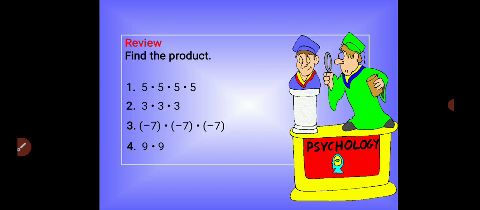Review. Find the product. Number 1, 5 times 5 times 5 times 5. The answer is 625. And number 2, 3 times 3 times 3 equals 27. And number 3, negative 7 times negative 7 times negative 7 is 343. No, negative 343. Number 4, 9 times 9 equals 81.